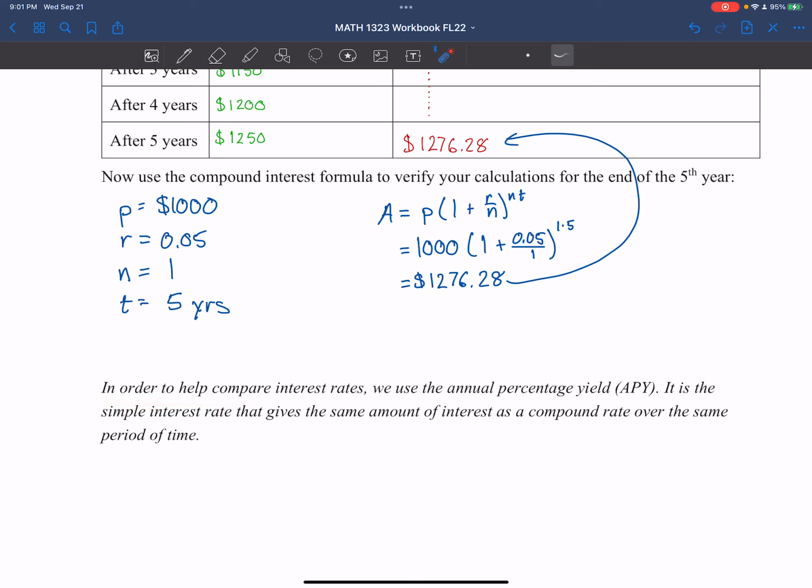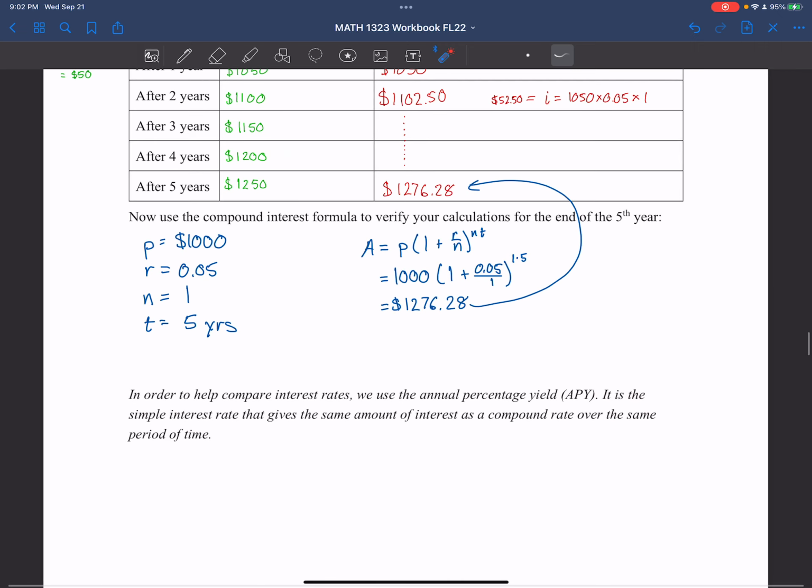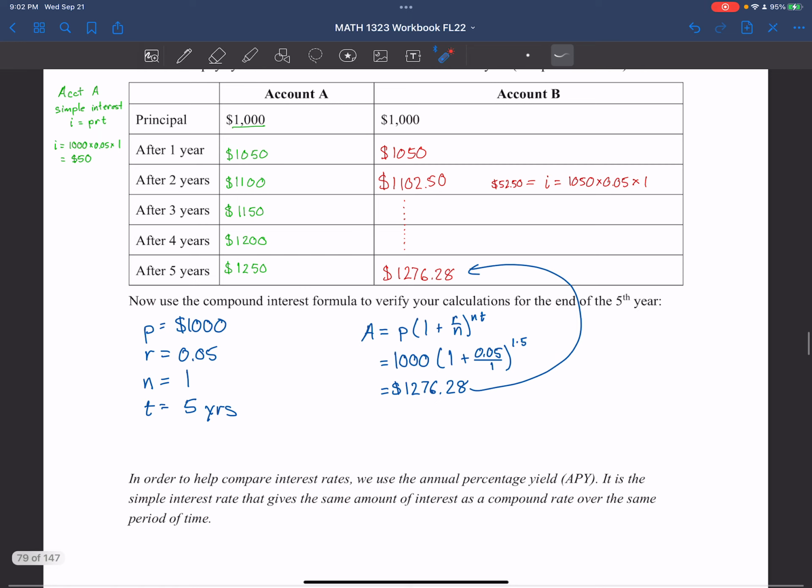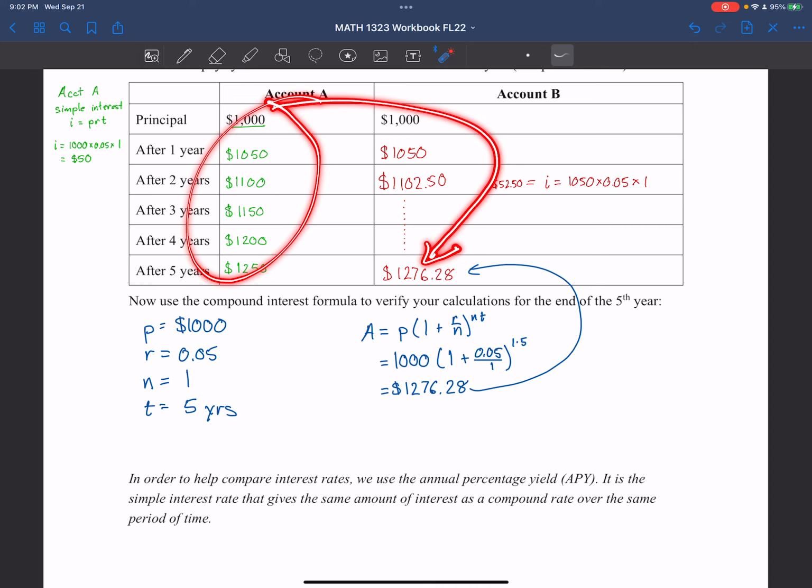So the APY is something that is legally required to be publicized whenever a bank is making these accounts. It is the simple interest rate that gives the same amount of interest as a compound rate over the same amount of time. So basically, what would the interest on this computation need to be so that you get the same account right here? So again, this is going to have to be a little bit higher.